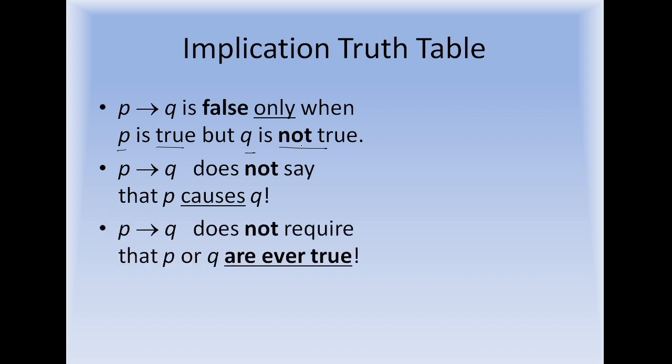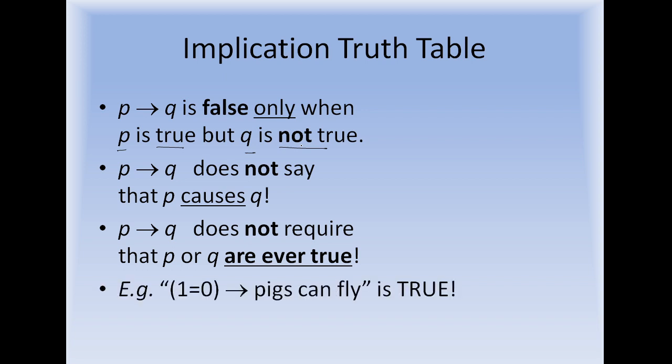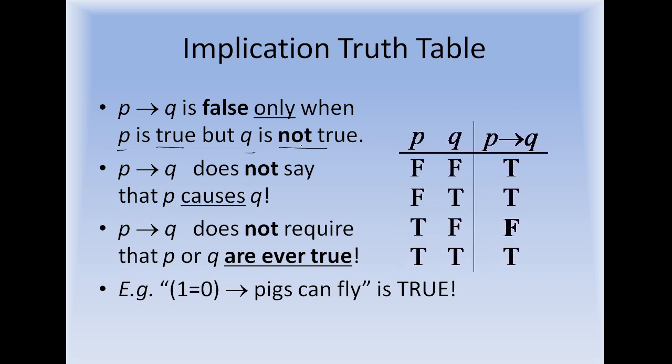Otherwise, P implies Q is going to be true. So P implies Q does not say that P causes Q. P implies Q does not require that P or Q are ever true. Example, 1 is equal to 0 implies pigs can fly is true.